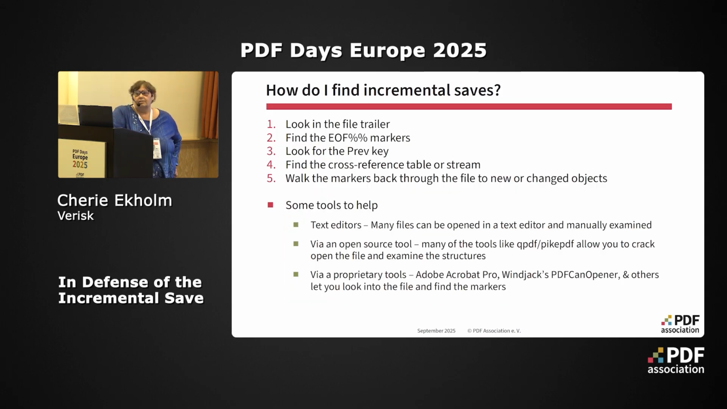So how do you find an incremental save? This is just quickly going through looking at the file itself. You look in the file trailer first to find them. You find the end of file markers. You look for a Prev key, find the cross-reference stream, and walk back the markers.